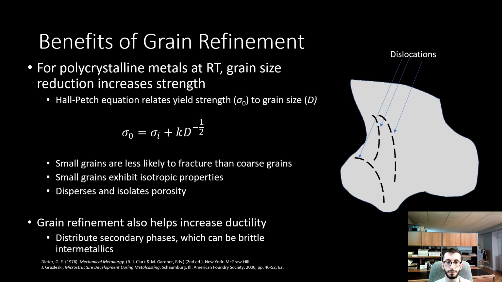However, the main reason why we attribute grain size reduction to strengthening is because of the buildup of dislocations at the grain boundary, which leads to an increase in yield strength as shown by the Al8Mn5 equation. This is demonstrated by the animation on the right side of your screen.